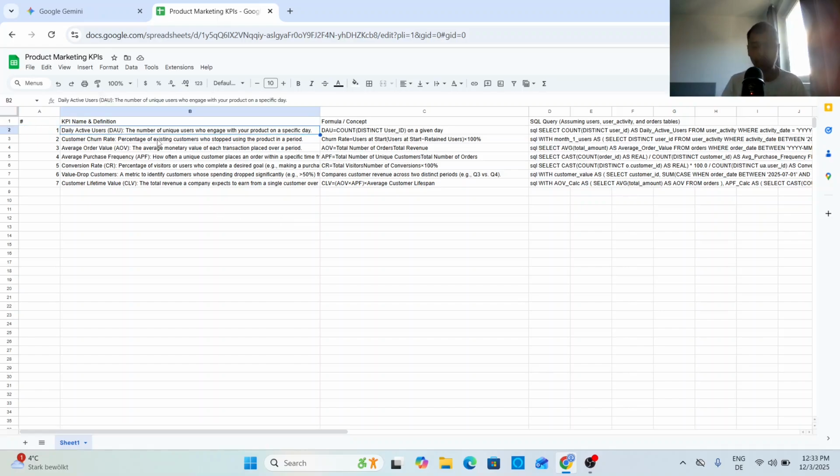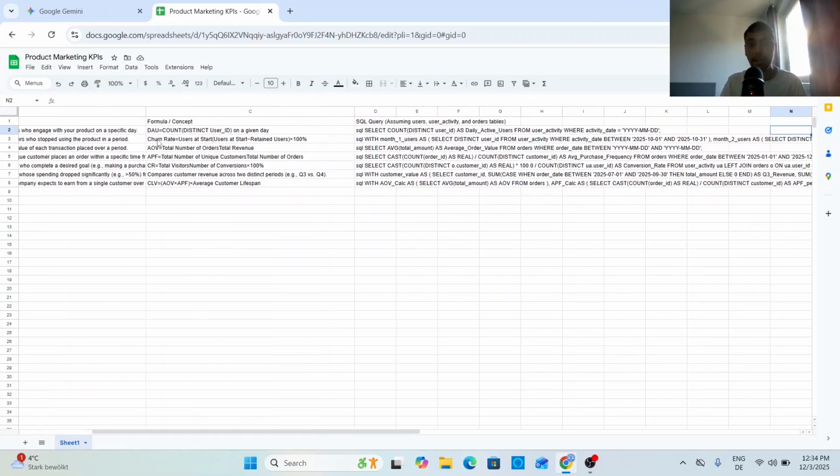Right here we have some product and marketing KPIs, but it's just to give you an idea of how you can start thinking. For instance, we have daily active users. Let's say it's for an app or a website. What does that even mean? In a single day, how many unique users have engaged? Because the same person can come back 3-4 times, but he's still one unique user, right? So that's a very common metric. In the same way you can extend it to weekly active users, monthly active users, and so on.